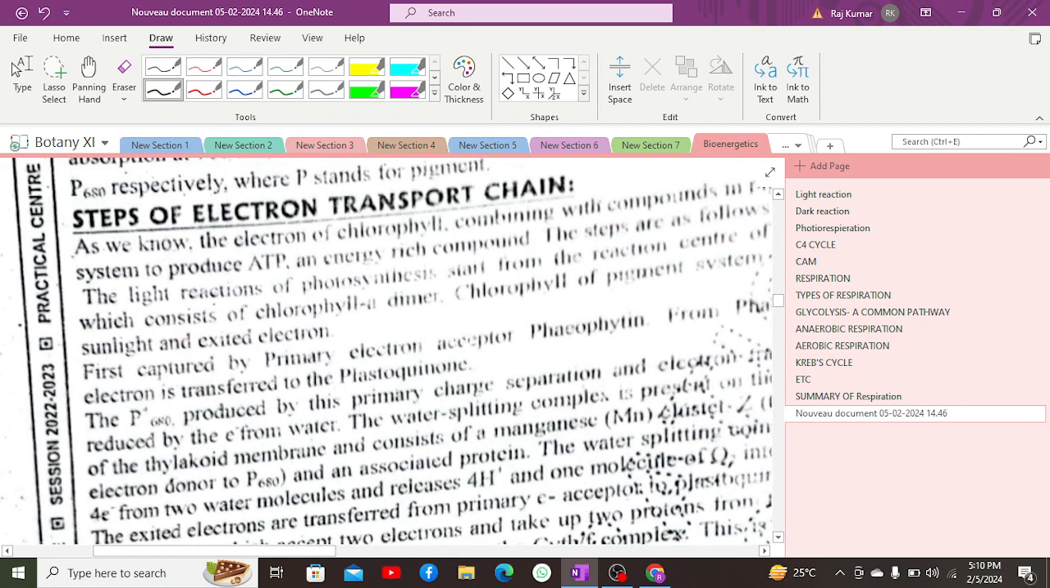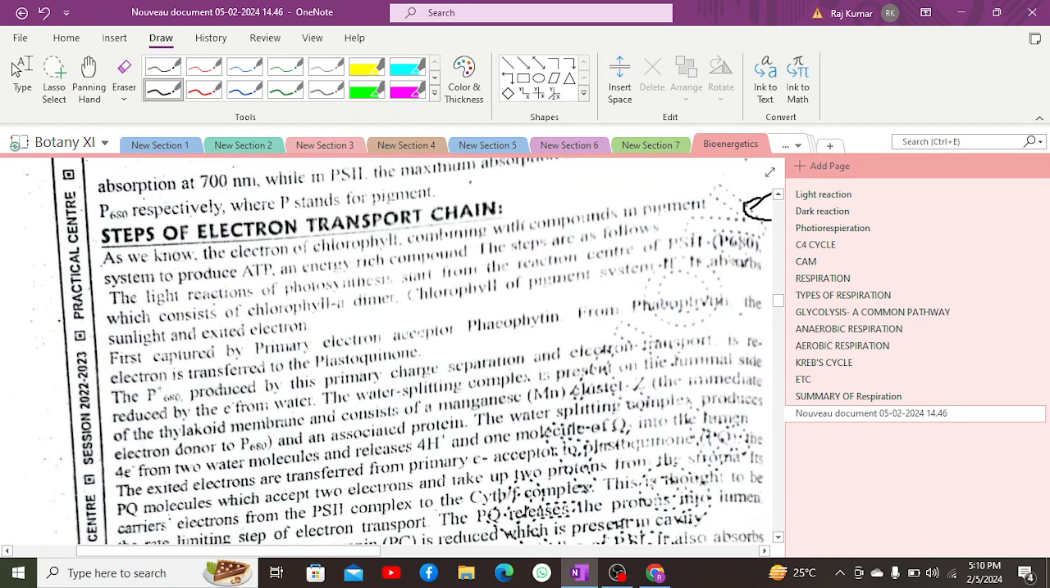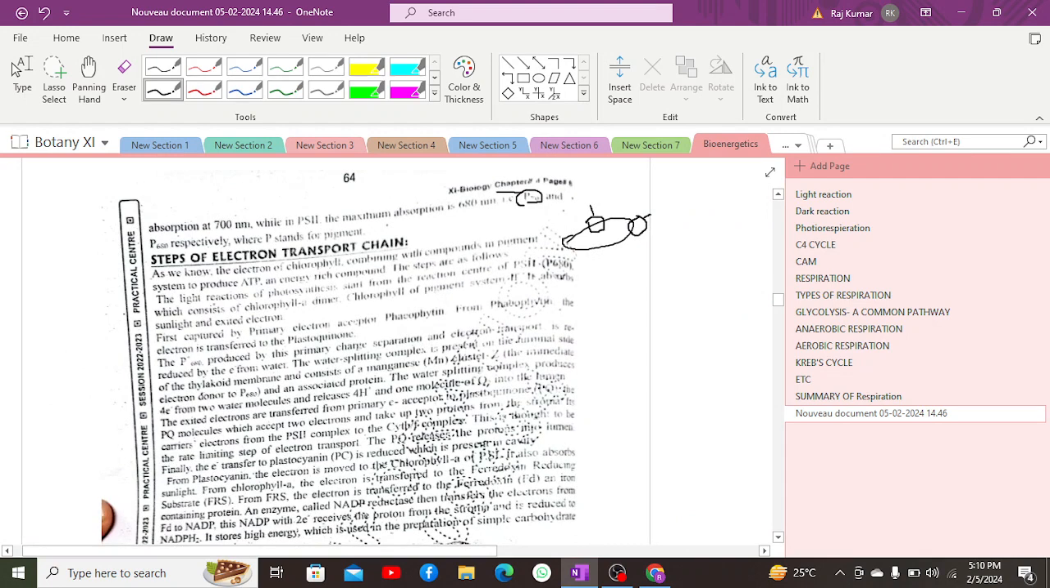Now the steps of electron transport are as follows. Electrons of chlorophyll combining with compounds in the pigment system produce ATP, an energy rich compound. When light energy is absorbed by the antenna complex or the accessory pigments of photosystem 2, the accessory pigments transfer that light energy towards the reaction center, which is chlorophyll A in the form of a dimer. It absorbs the light energy, its electron gets excited, and it releases its electron from the magnesium atom, the center atom.